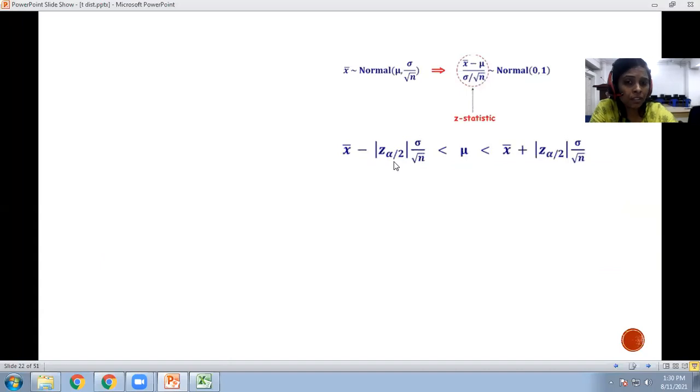Now for this, you will have to calculate this value. You need to do this calculation and then subtract it from the sample mean and add it to the sample mean to get your lower limit and your upper limit. How we calculate this is what we're going to see in Excel.